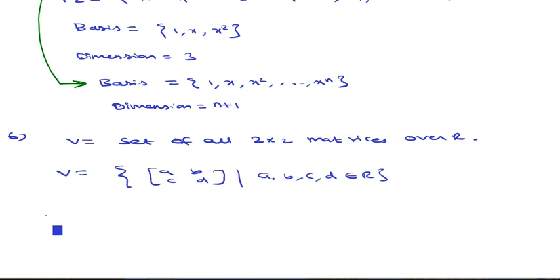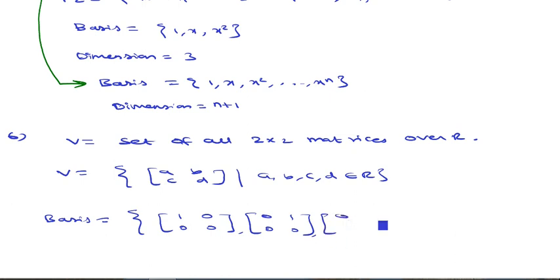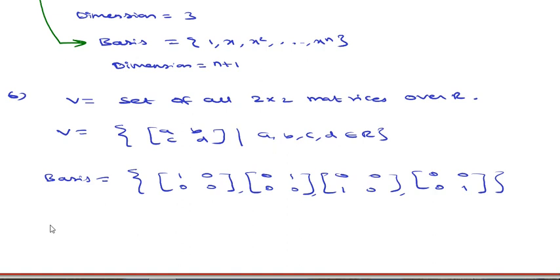So now let us write the basis for the set. So the basis equals 1 0 0 0, 0 1 0 0, 0 0 1 0, 0 0 0 1. So since there are 4 elements in the basis, the dimension is 4.